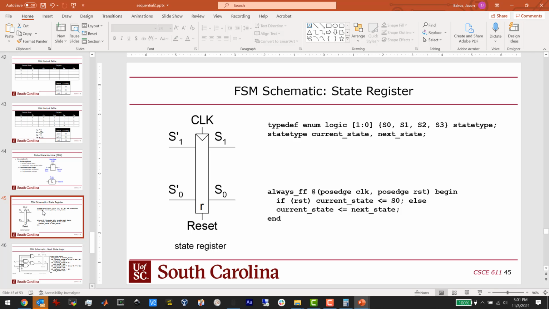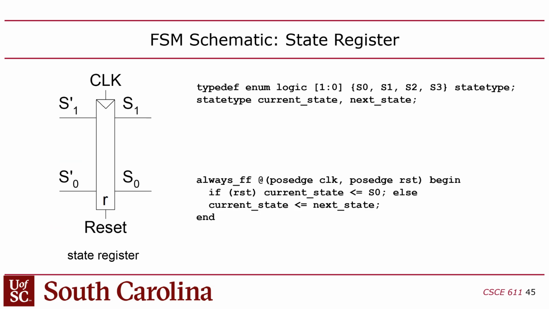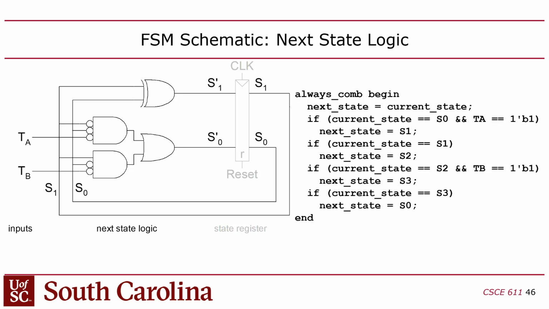Then you can have a separate always block that implements the next state logic. The next state logic is combinational. It just takes the current state as an input, and it outputs the next state. But it doesn't have any memory. It's just combinational logic. So you can say always_comb, right?